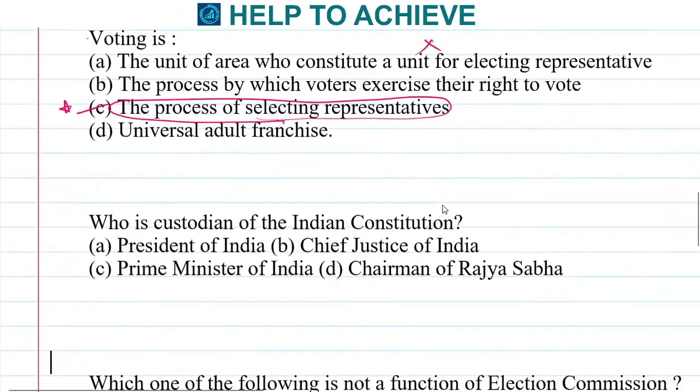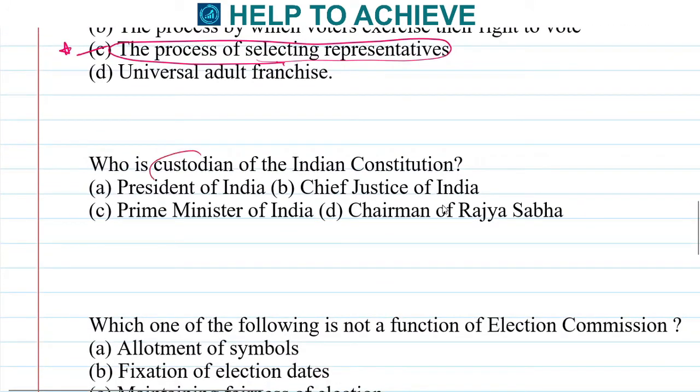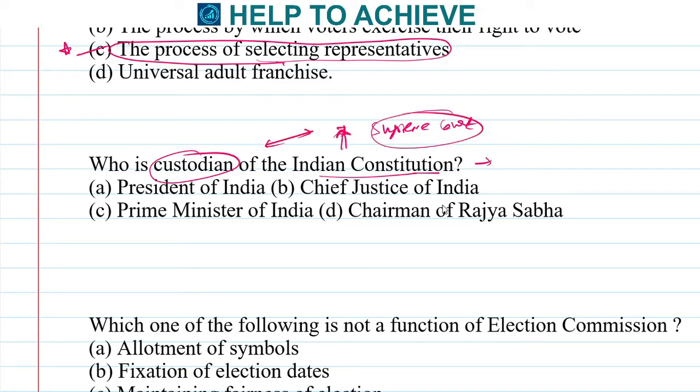Next, who is the custodian of the Indian Constitution? The Supreme Court of India is taking care of the Indian Constitution. It ensures that all the rights and other important things in the Indian Constitution are being followed. So the Supreme Court is the custodian of the Indian Constitution. But if you see among the options, the Chief Justice of India is a part of the Supreme Court. So the correct answer is the Chief Justice of India.